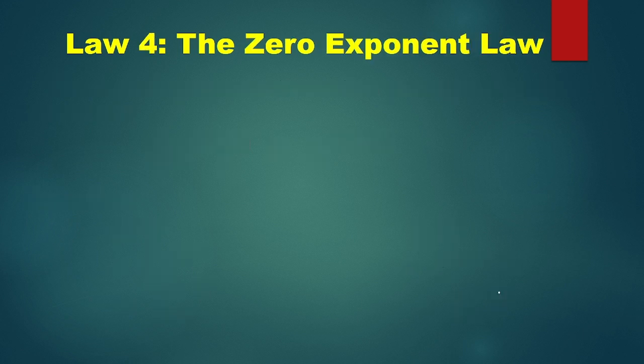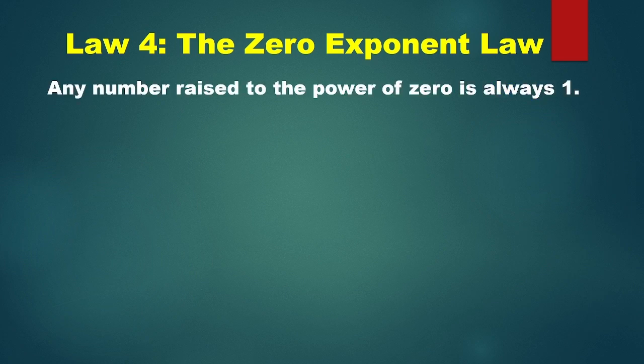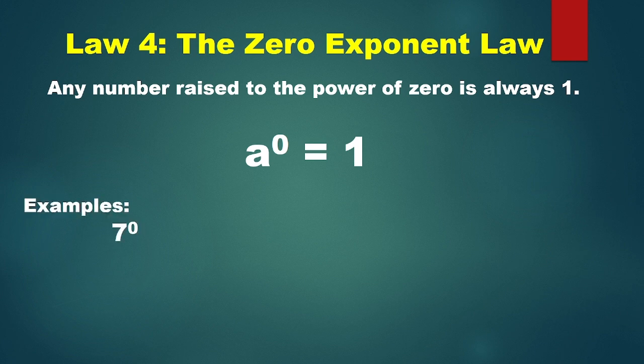Okay, let's go into law 4, the zero exponent law. Any number raised to the power of 0 is always 1. That is, a raised to the power 0 will always be equal to 1. So no matter what the number is, as long as it's raised to the power of 0, it will be equal to 1. For example, 7 raised to the power 0 is simply equal to 1. Another example, x raised to the power 0 will also be equal to 1.